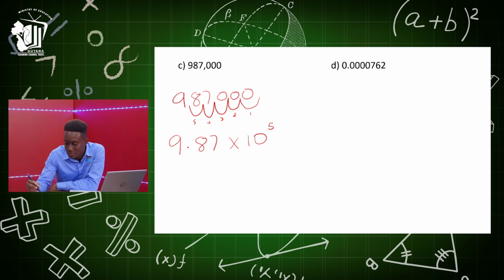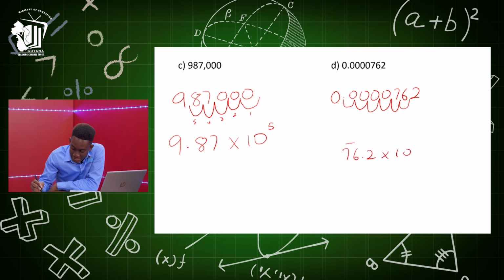And the last example, we have 0.0000762. We want to write this in standard form. Obviously, we see this number is less than 1, so our power will already be negative. So we jump 1, 2, 3, 4, 5. Now, there's a reason why some people may put in an extra step here and say 76.2 multiplied by 10 and so on. But remember, this number here has to be greater than 1 but less than 10. So it cannot be 76.2.